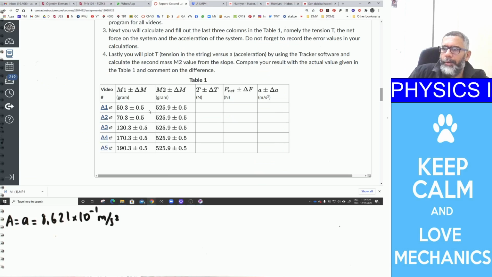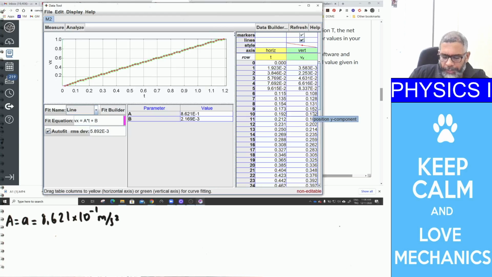For the first row, m2 is pulled by m1. Well, m1 is 50.3 grams. But you'll see that for the next one, m1 will change, but m2 is the same all the way. So m1 will change, and you will expect that a is going to be larger, but you will calculate it yourself. I just show how to fill out this first row, and the rest is your job. I'm just explaining what to do by doing the first row.